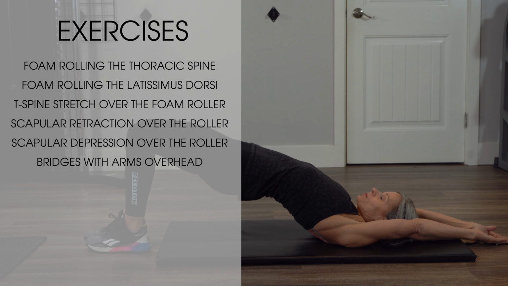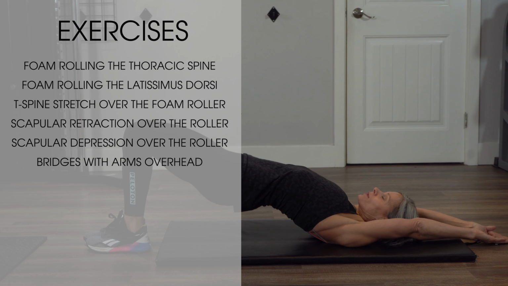Bridges with arms overhead. Back lift opposite arm to leg. Psoas release with core engagement. Back extension. Flutter kicks. Side plank reach over with a hip drop. For today's exercises, you will need a foam roller and a mat.